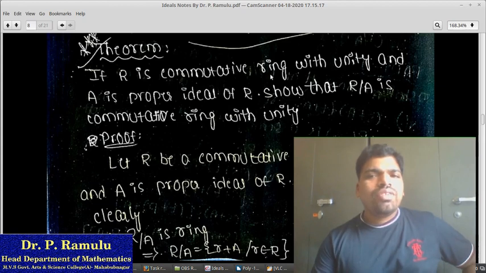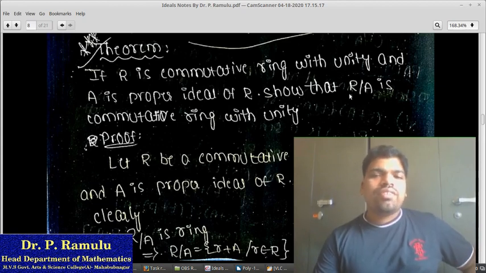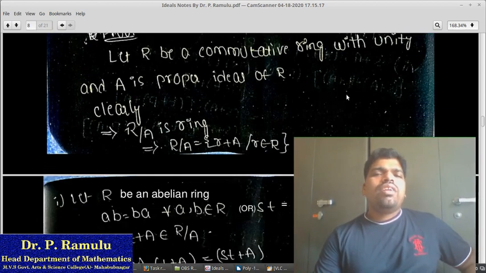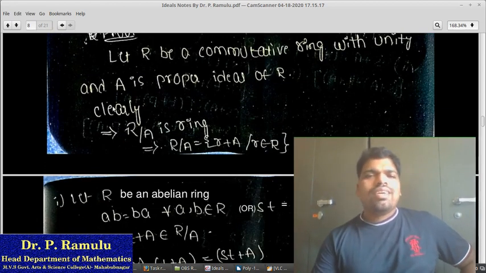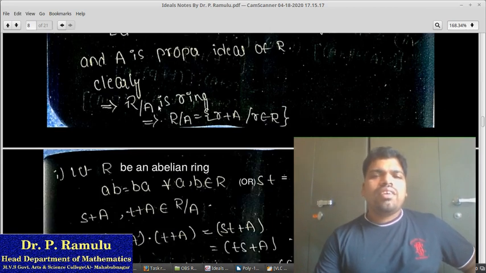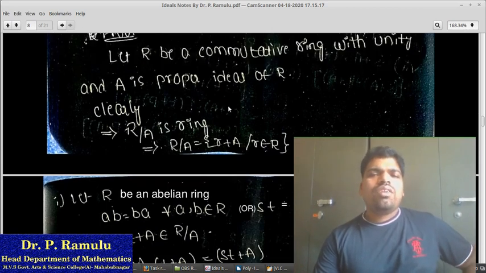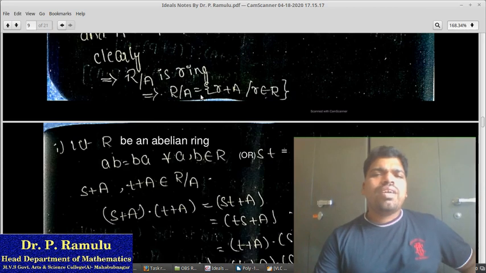Since R is a commutative ring with unity and A is an ideal of R, we have to show that R by A is a commutative ring with unity. Let R be a commutative ring with unity and A a proper ideal of R. Clearly, R by A is a ring. We already proved that, it is a factor ring. R by A is nothing but r plus A such that r belongs to R.